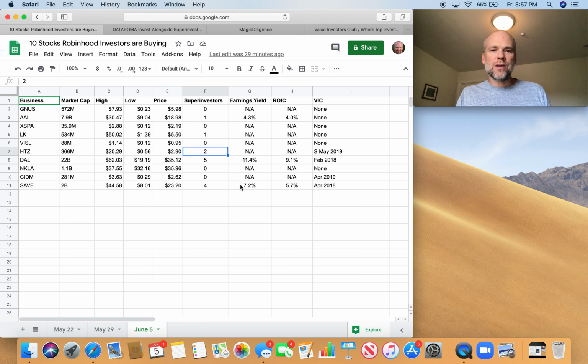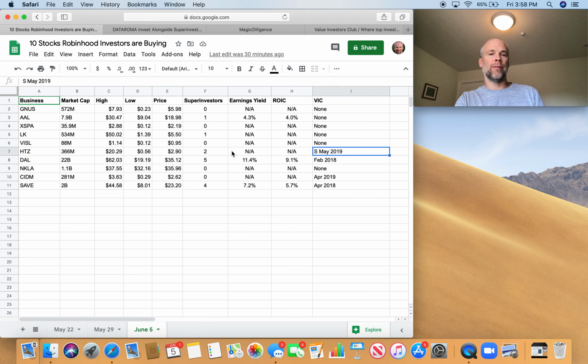Now, I haven't researched it. There's two super investors that owned Hertz in the first quarter of 2020. They certainly may have sold by now. There's a short write-up in Value Investors Club from May 2019, which means it was a thesis that someone was saying, hey, you should think about shorting Hertz, which means betting against it, betting that the stock is going to go down. Clearly, the stock went down. So that was probably a great play to short the stock back in May of last year. But, I mean, declared bankruptcy, guys. So I don't know what's happening with Hertz.